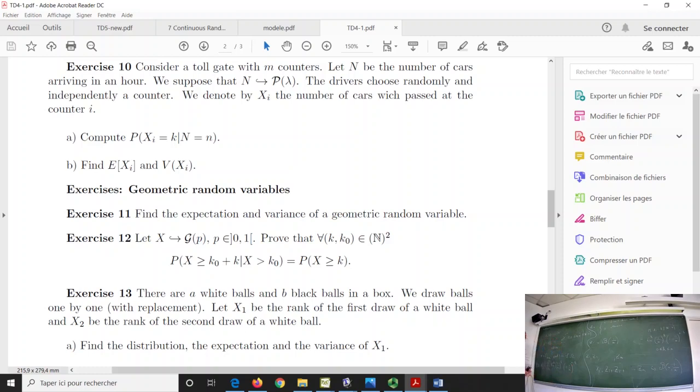So for the moment, the only thing I have copied is that this conditional probability here is equal to this one, but be careful when k is greater than n, or equivalently when n is greater than k, that's why my sum starts from k here. And then I have to multiply by what?